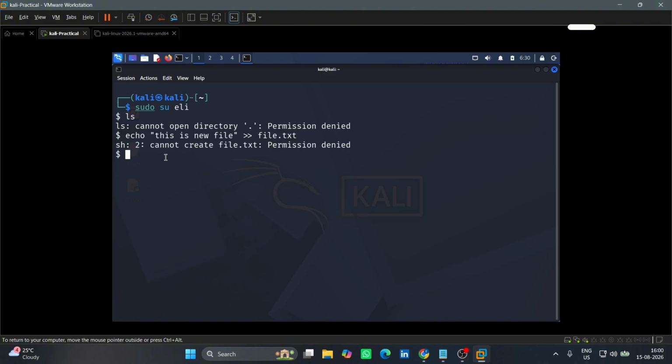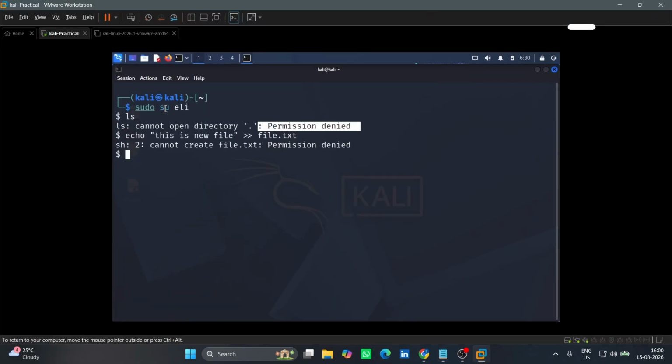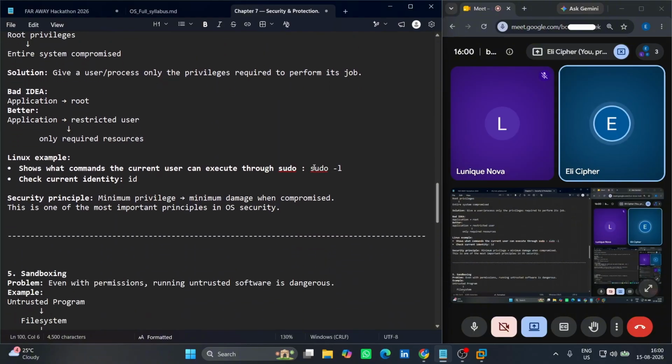Permission denied again. Are you able to see that whenever we try to do something, it says permission denied again and again? Why? Because the permissions which this Ellie user has don't allow him to use the resources which the sudo user has. I think that, okay, just take it simple.